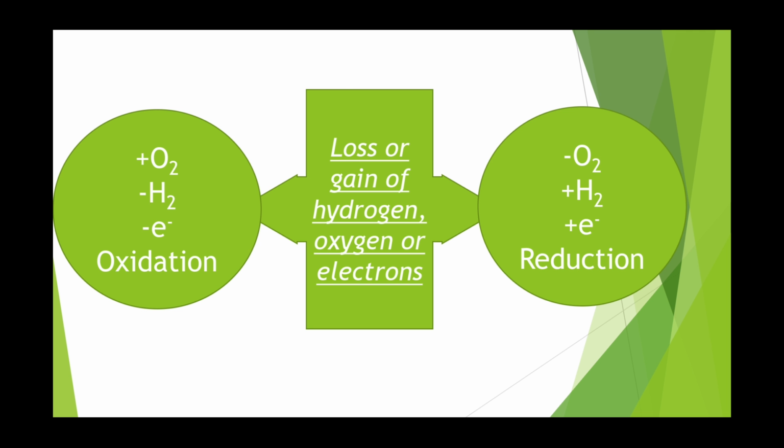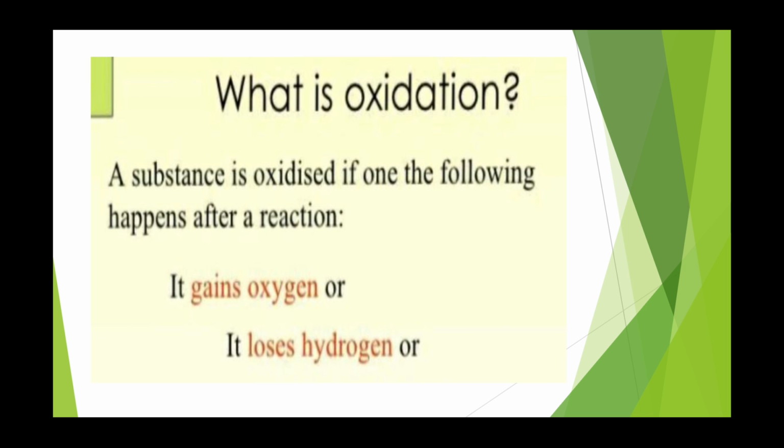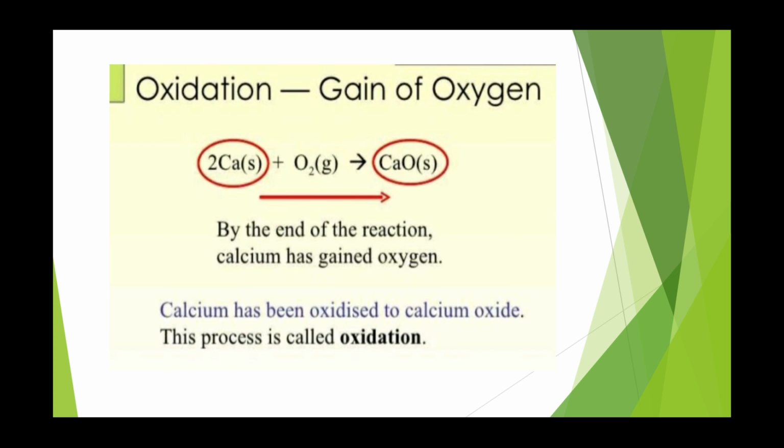Okay, let us now see about oxidation reaction. So what is oxidation? Any chemical reaction in which the reactants either gain oxygen or lose hydrogen is said to be an oxidation reaction. When a substance is said to be oxidized, then obviously it gains oxygen or it loses hydrogen. Now let us understand it more properly through an example. How does oxidation take place through gain of oxygen?